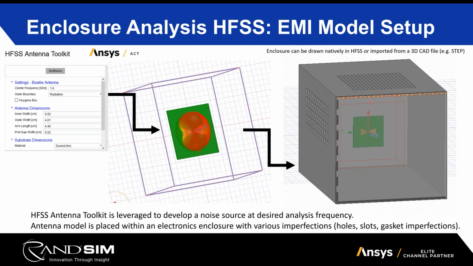Within HFSS, we are able to bring in an enclosure from a couple of different methods. One that I like to use is the same antenna toolkit, creating a simplified antenna model, or just a noise source, if you will, that we place inside of that enclosure to help understand and visualize where within the enclosure we might be observing areas of potential EMI escape, if you will.